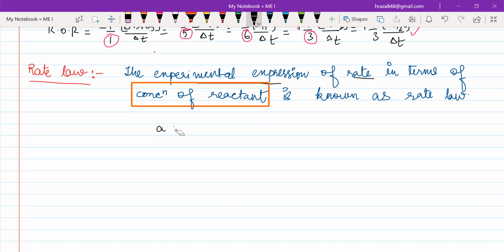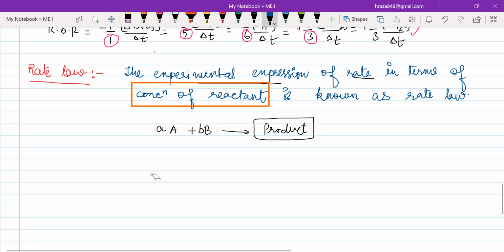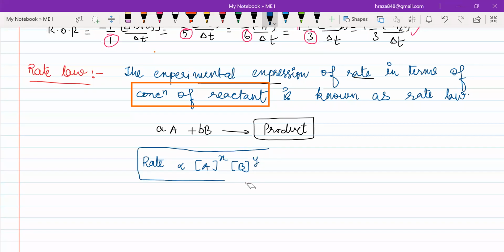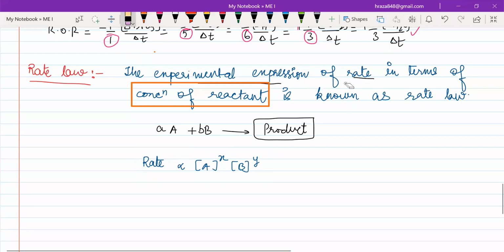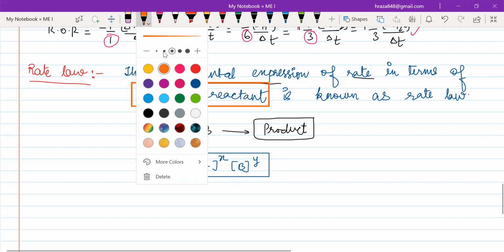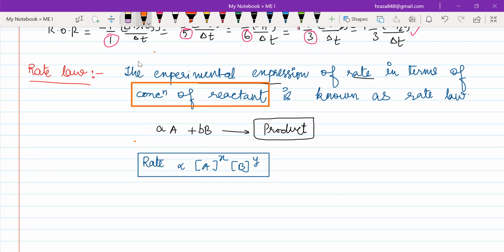So if we have a reaction A plus B that will give you anything, that is product C plus D or anything. We don't need to deal with the product, we only need the reactant. So rate is directly proportional to the product of the concentrations raised to some power, and this power is calculated experimentally. Is that clear? Yes.